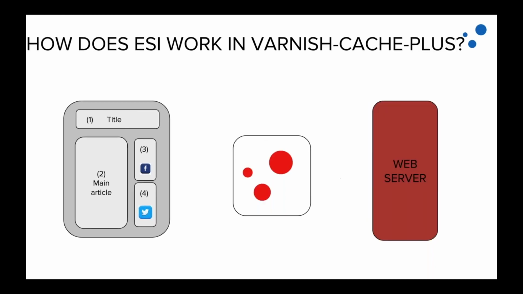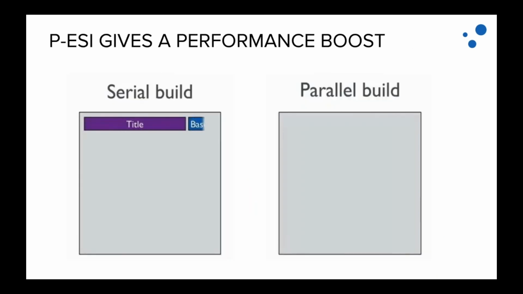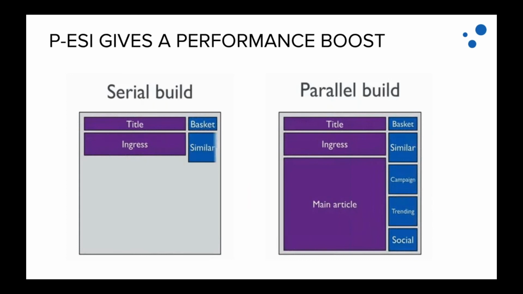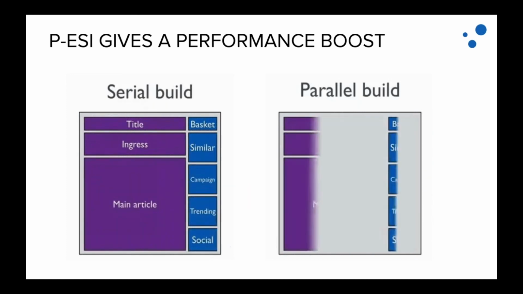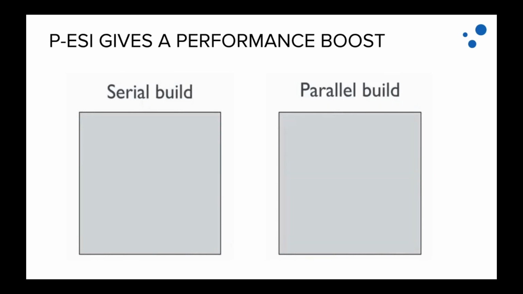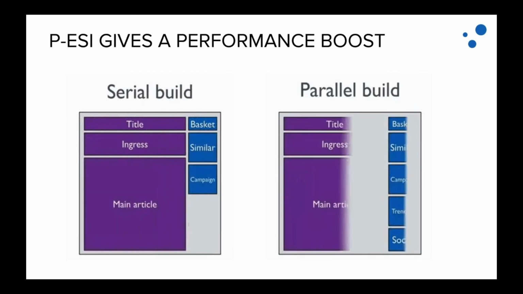While in Varnish Cache Plus, the client will send a request. Varnish will trigger 4 backend requests at the same time, and it will send a response to the end user. So obviously, there is really no need to tell you that the open source will execute each ESI fragment in a serial way, while Varnish Cache Plus will do that in parallel. And again, you will have a performance boost.